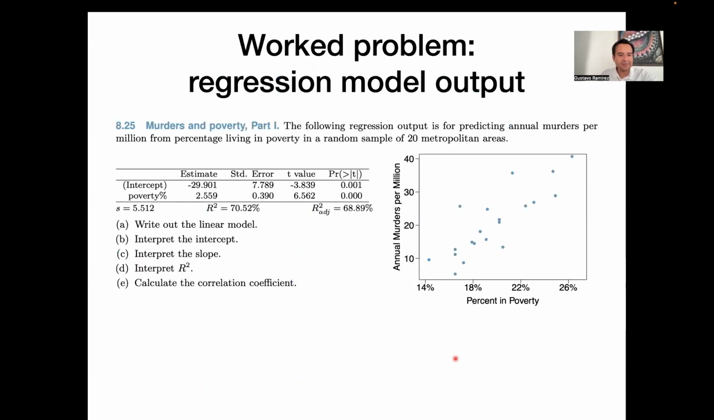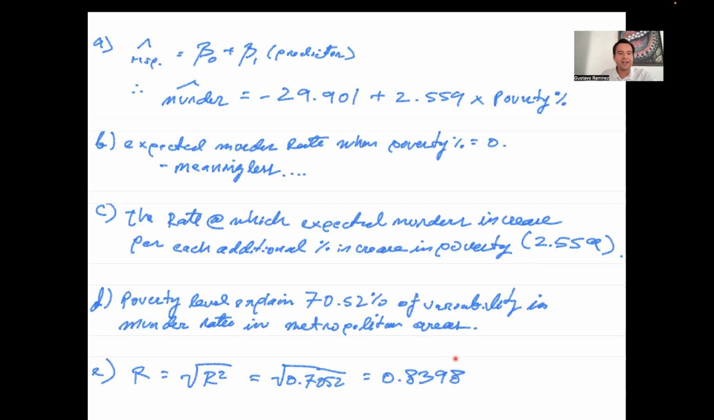Let's move on to question C, interpret the slope. Again, the slope is just the rate at which the expected murder rate increases per additional single unit percent increase in poverty.